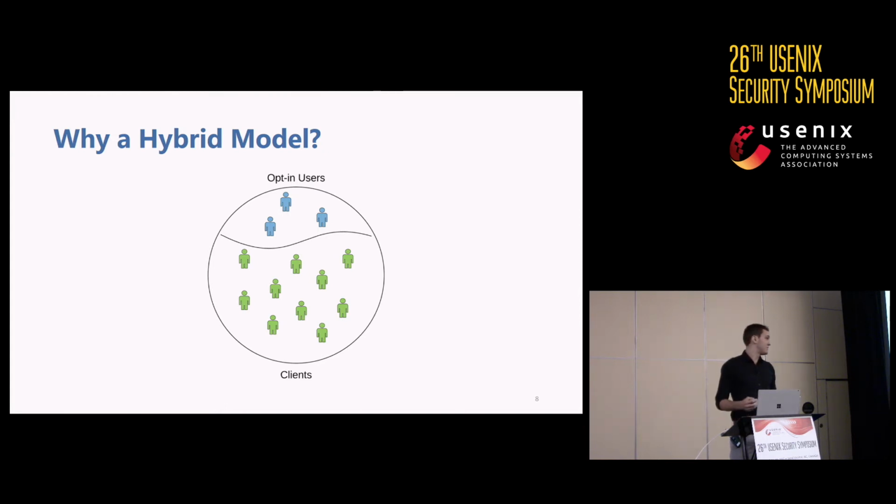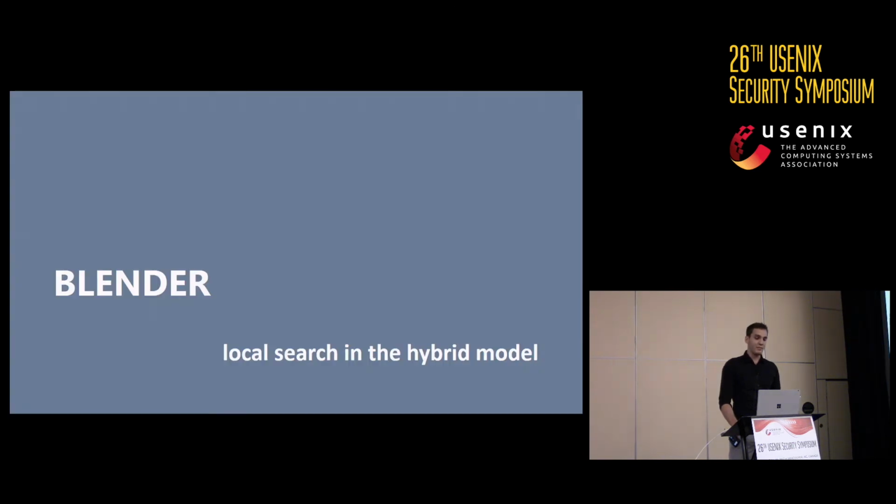While this hybrid model seems like a great idea, it's just a model for differential privacy. It doesn't tell us how, particularly for local search, to use the two groups to generate data, or how to combine their data to actually improve our local search algorithms. So this is where Blender comes in. Within the hybrid model for differential privacy, we've developed an algorithm for actually achieving local search. The inputs to this algorithm for the opt-in group of users are their search records, and for the client users, it's their privatized search records.